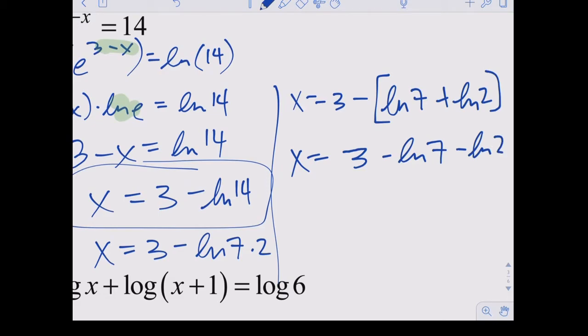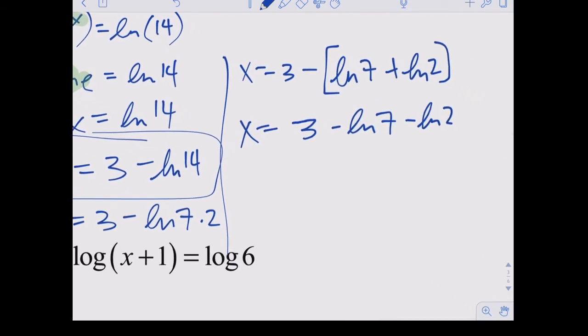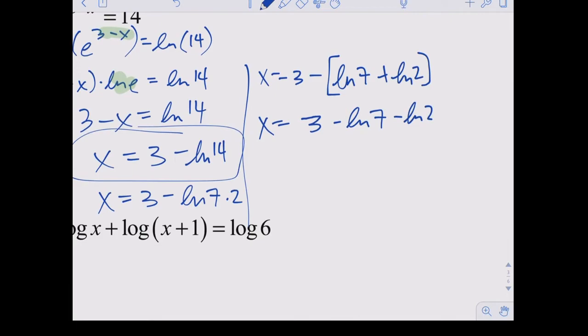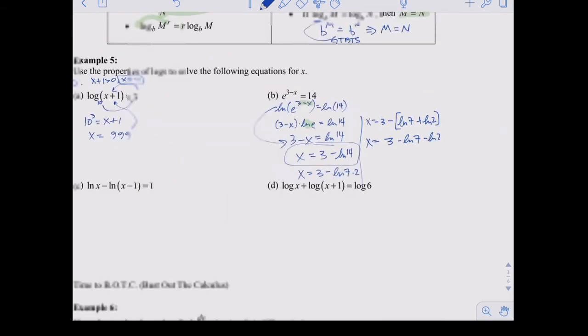Something like that. Yep, okay. I don't know if they do that, but be aware of that. 7 and 2 are both primes, so not much you can do there without getting extravagant. We don't want to get too extravagant.